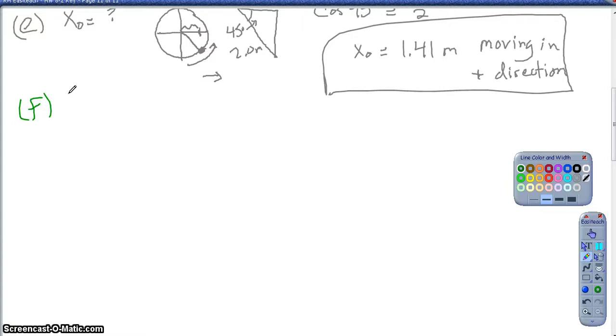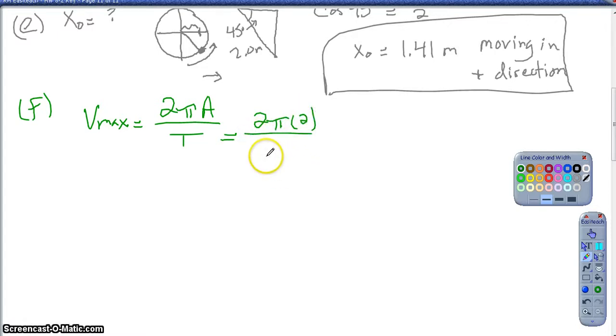So then for part F, find the maximum velocity. Well, finding the maximum velocity, we've seen it before. The easiest way to do that is 2 pi times the amplitude divided by the period. Since we've identified the amplitude to be 2, and the period to be 0.628 seconds, there's really nothing to this. It's just a simple matter of calculating, right? It ends up being about 20 meters per second. So that's my maximum velocity.